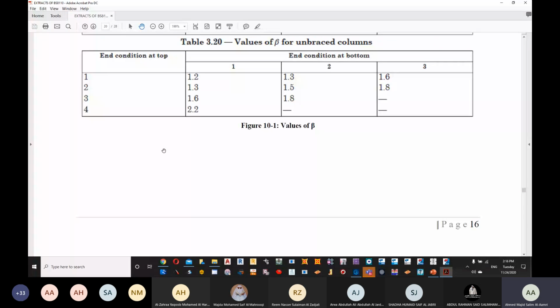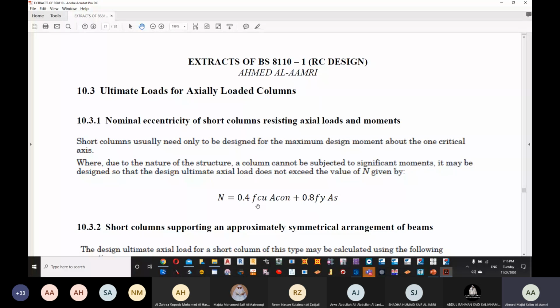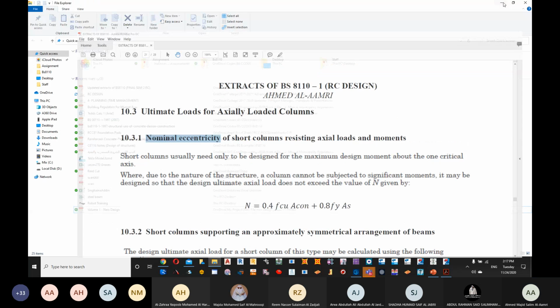Now you can see that this is the equation, which is N equals 0.4 FCU multiplied by area of concrete plus 0.8 Fy area of steel, and you are allowing only a nominal eccentricity, which is a small eccentricity of 5%. So that's the first case.